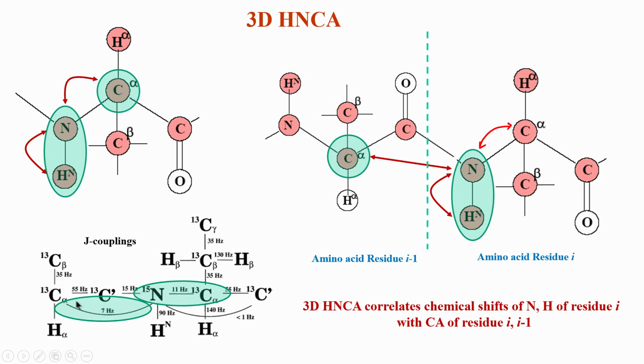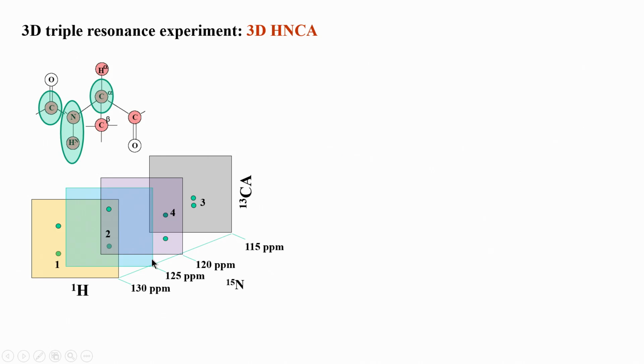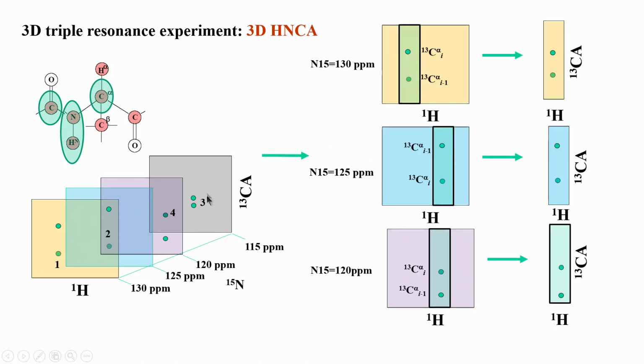So, therefore, I will get magnetization going both sides, and this is very useful for us, as we will see, for assignment of the protein. This information that I get both I and I minus 1 C alpha chemical shifts for a given nitrogen proton pair is very useful. We will see that shortly. So, how does the peak pattern now come about for this experiment? It is shown here. So, you can see here for a 3D experiment like this.